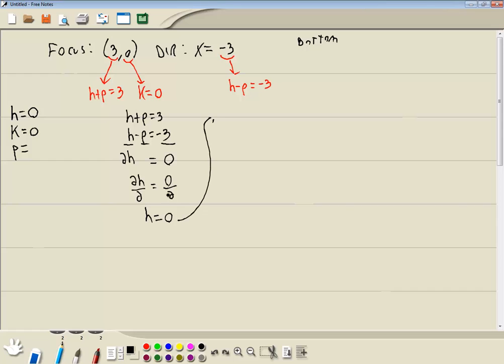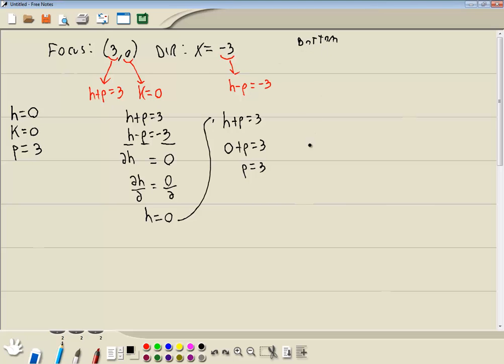Well, then we can plug the h equals 0 back into one of these equations and find out what p is. I'll plug it into h plus p is equal to 3. We just said h is 0, so I got 0 plus p is equal to 3, or p is equal to 3. Now remember, those are the three things we're needing.